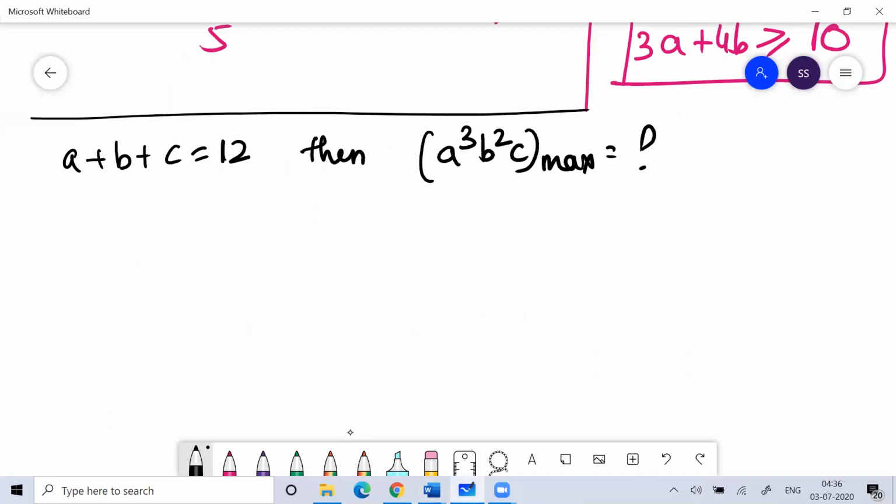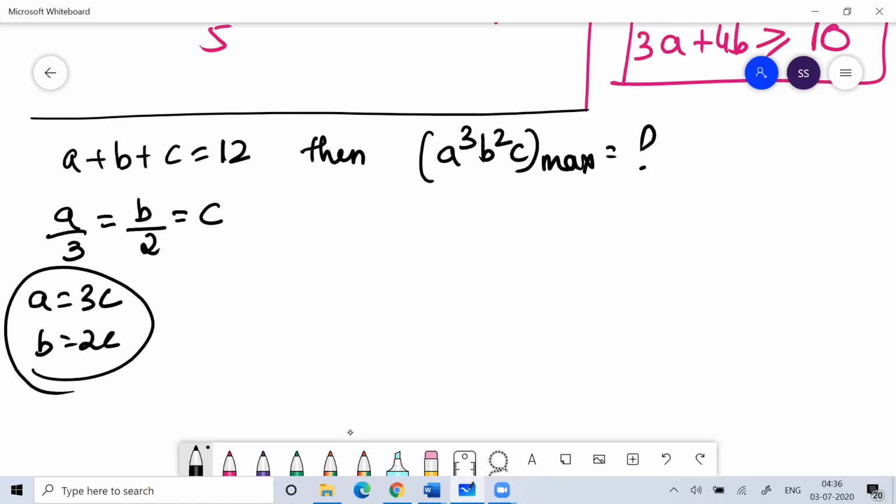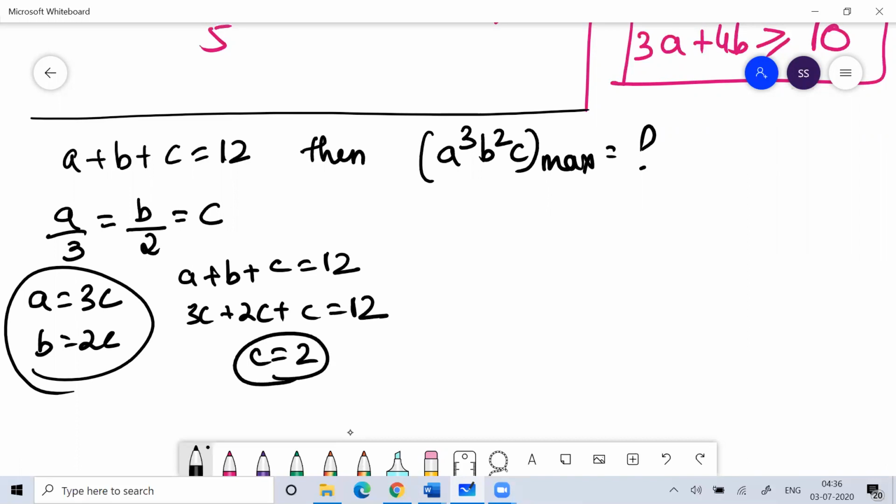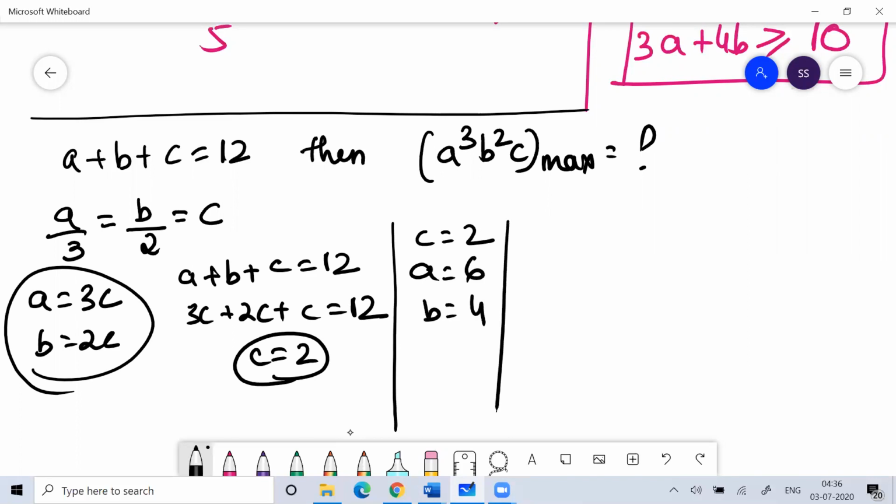If this is constant, then A by 3 is equal to B by 2, which is equal to C. So I can write A is equal to 3C, B is equal to 2C. Then A plus B plus C is equal to 12, so 3C plus 2C plus C is equal to 12. So C is equal to 2. If C is equal to 2, then A is equal to 6 and B is equal to 4.